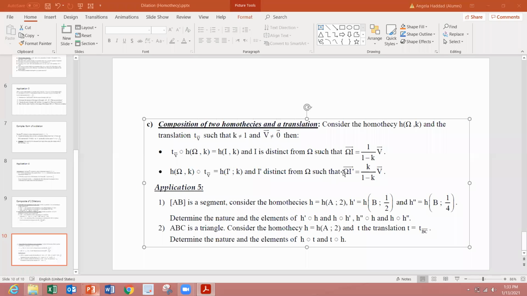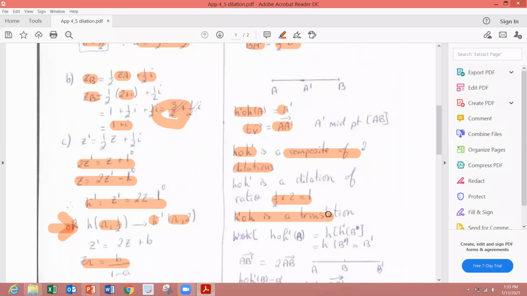A and B, h and h prime. Okay, but we have solved it, it is not correct. h with h prime, no, okay they don't have the same center. Sorry, they have different centers. So it is a translation. H prime round H is a translation. Okay?